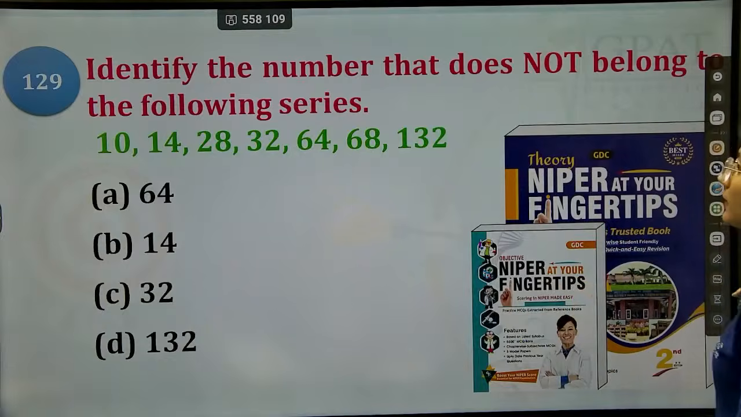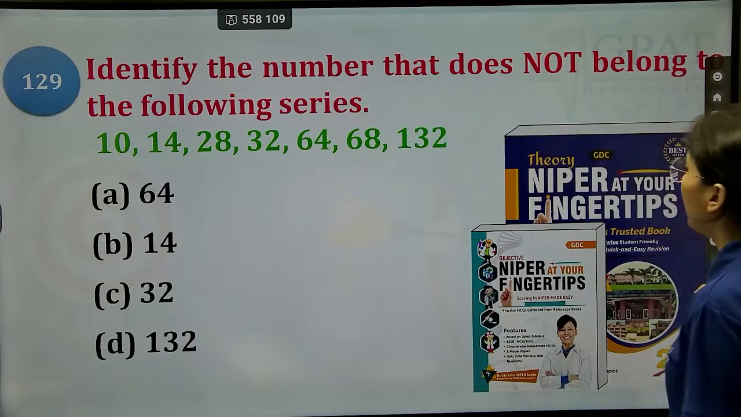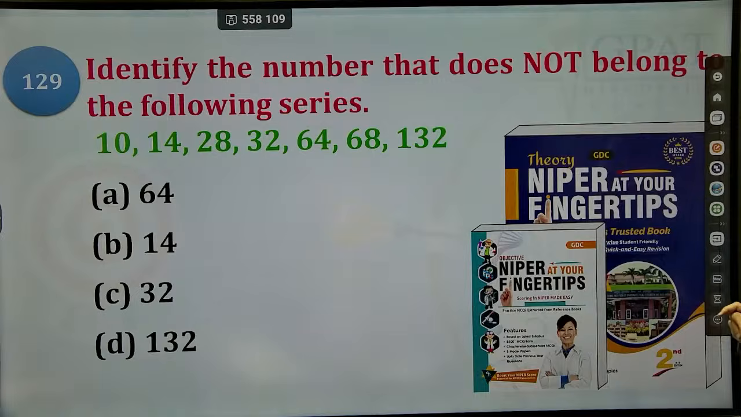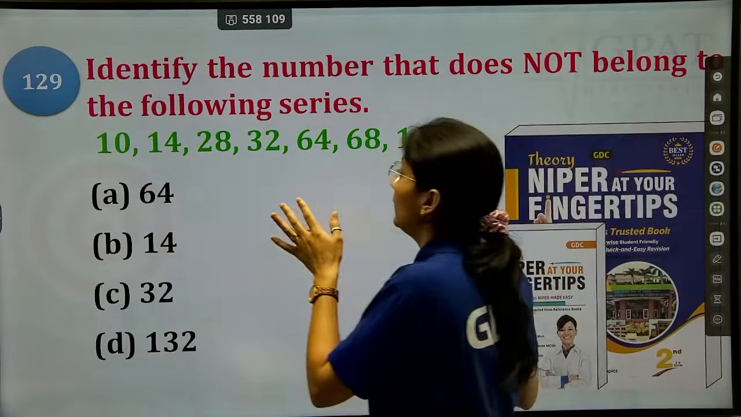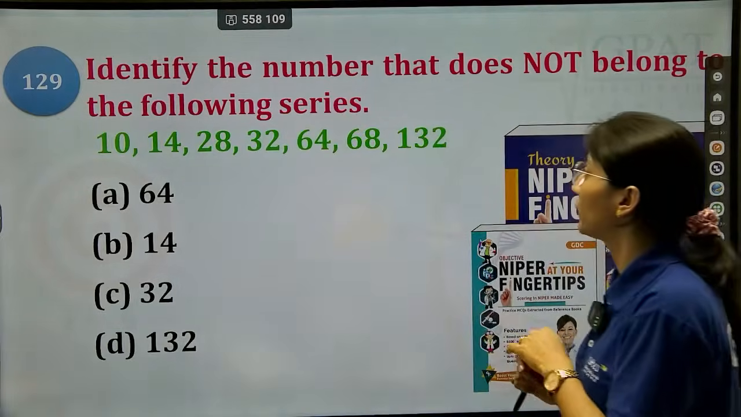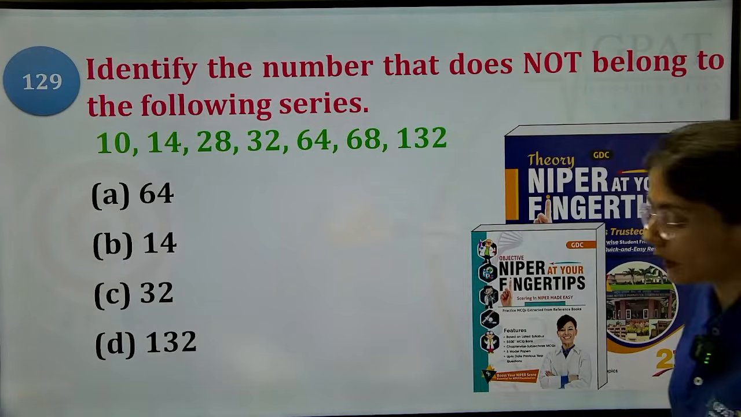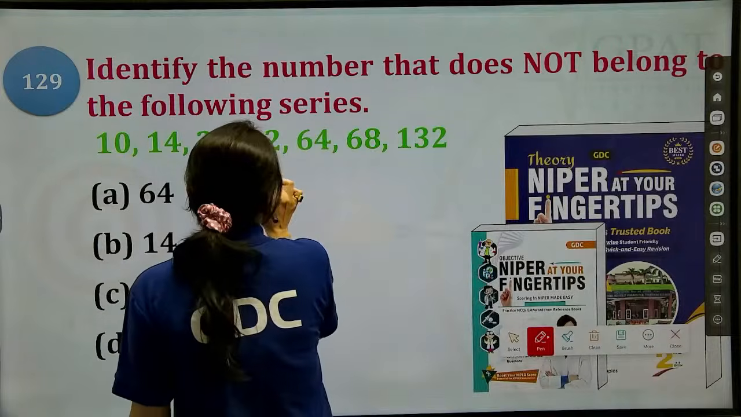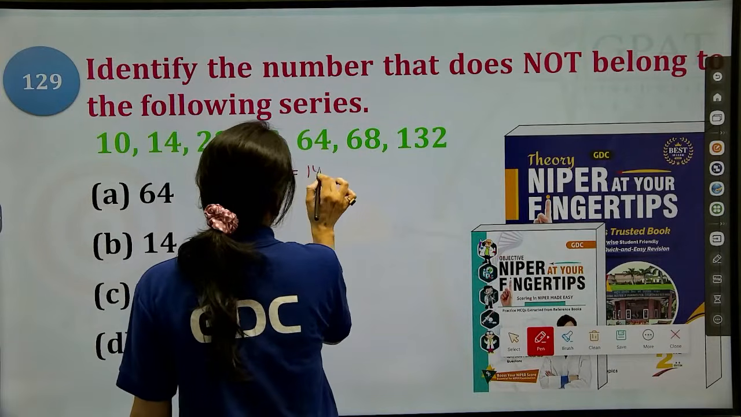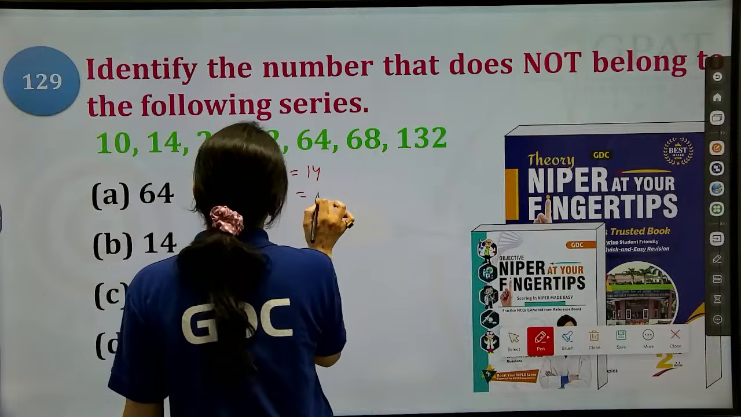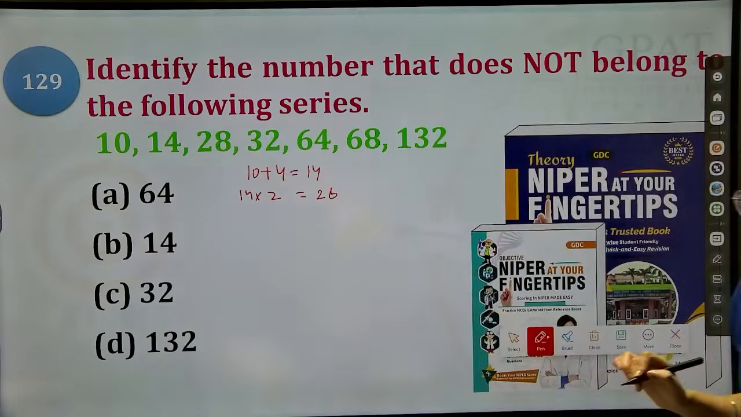Now there is a series. We have to identify which number does not belong to the sequence. That is 14, 10, 14, 28, 32, 64, 68, 132. So what is the pattern of the given numbers? If you add 4 to 10, you get 14. 14 multiplied by 2 gives 28.